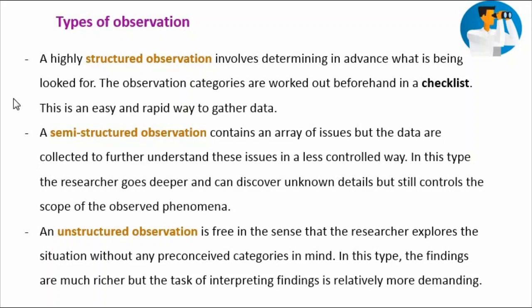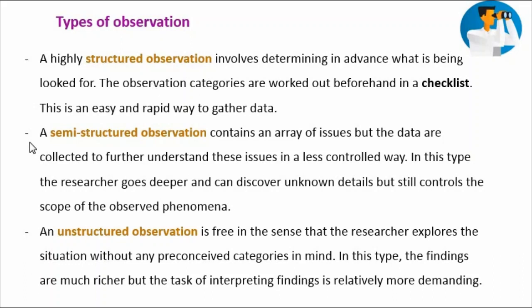We take the structured observation type. This type involves determining in advance what is being looked for. The observation categories are worked out beforehand, prepared in the form of a checklist. So the researcher has already in mind a picture, and he tries to verify whether certain categories do exist in the setting or they do not exist. The use of the checklist permits the researcher to tick when he observes the behavior or sees the category that he is looking for. He uses a check mark. This is an easy and rapid way to gather data, but it should be preceded by a thorough review of literature to enable the researcher to have richer categories.